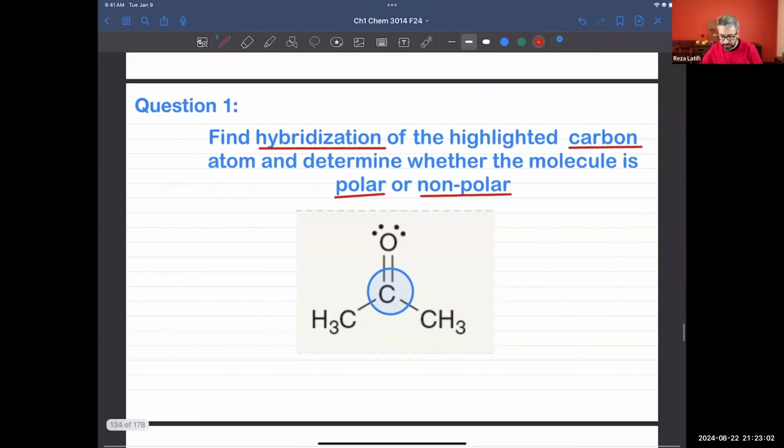Okay, now this video has some embedded questions. It has two of them. The first question is asking what's the hybridization of the highlighted carbon, the one that I circled, and also determine whether the molecule is polar or non-polar.